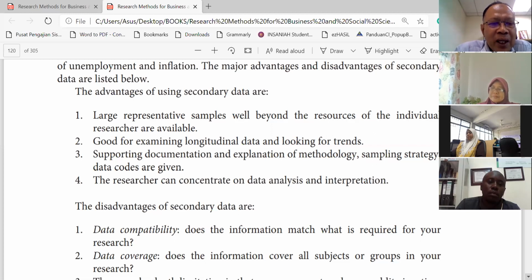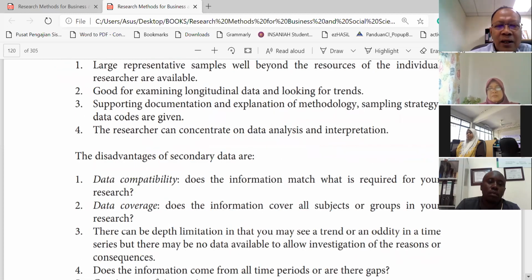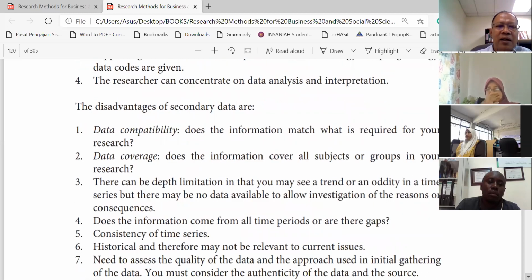Okay. The disadvantages of secondary data are data compatibility. Sometimes the data that you get is not what you want. And data coverage, sometimes there are missing data and the data doesn't cover all the groups or all the periods or all the years that you want. Okay.